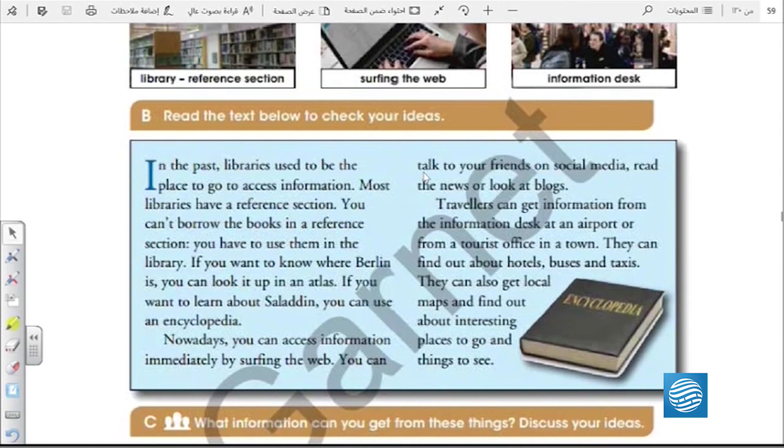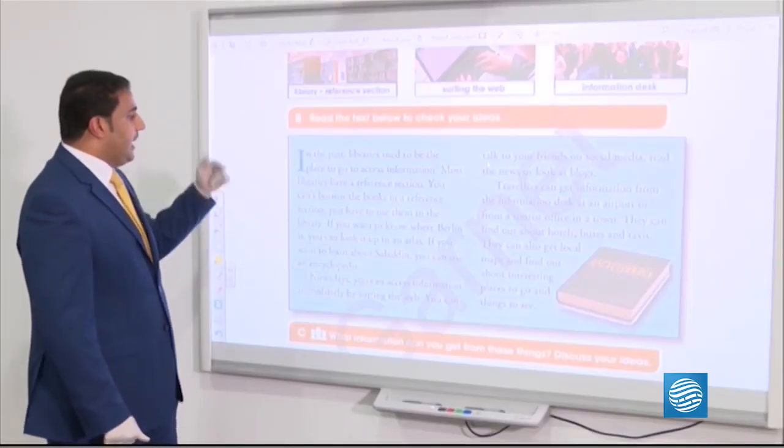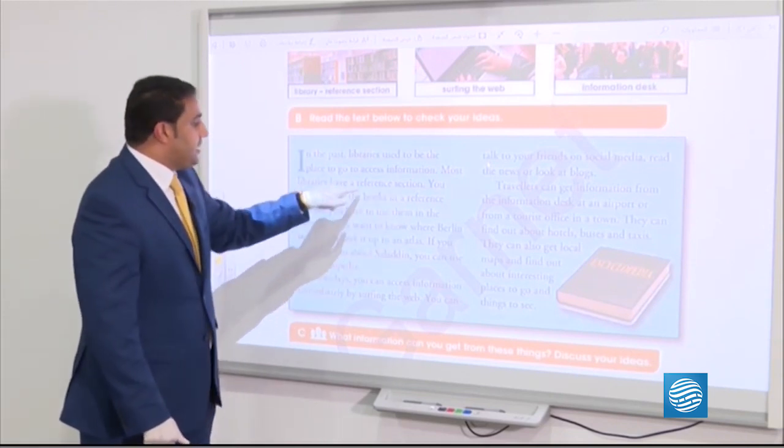Okay, so let's have the first paragraph and know what it is about. The first paragraph is about library. Very good. Is it about the library reference section or another part? Yes, it's about the reference section. Where can I find the reference section here? Which line? 1, 2, 3. Yes, very good. This is the reference section.